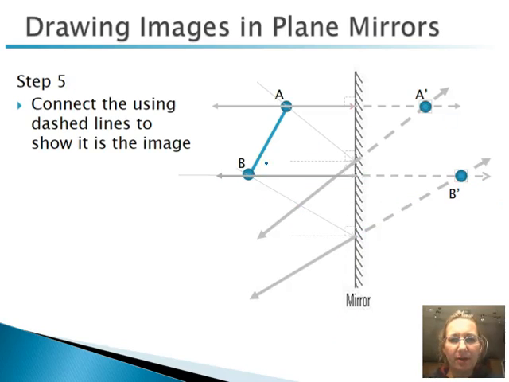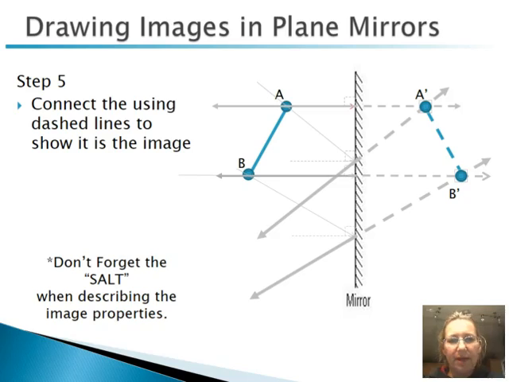Now that we have all the lines drawn and I've grayed them out, focusing on the two points that we found for our image, we get to connect them. Instead of using a solid line, because our solid line is our original object, we are going to connect those image points with a dashed line. So this would be our object, and now we've found our image located in the mirror.